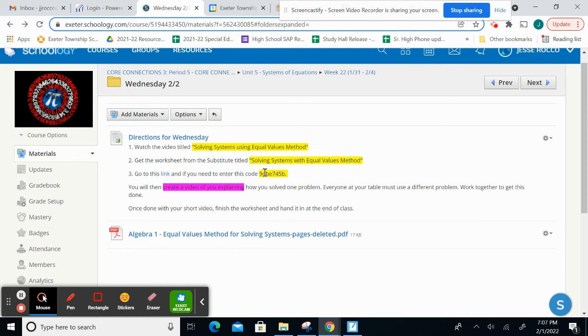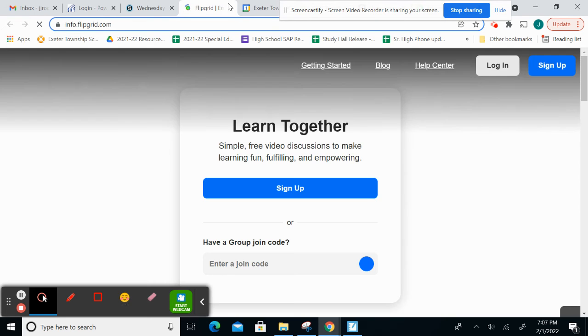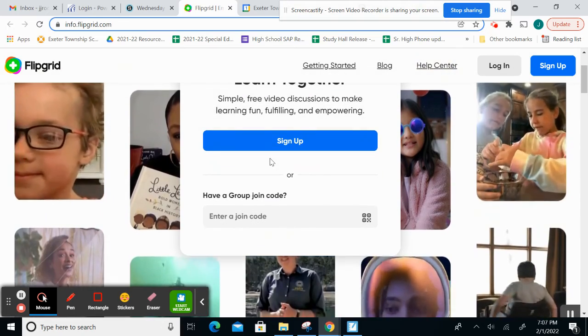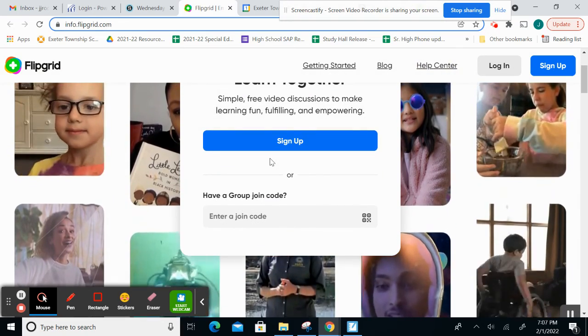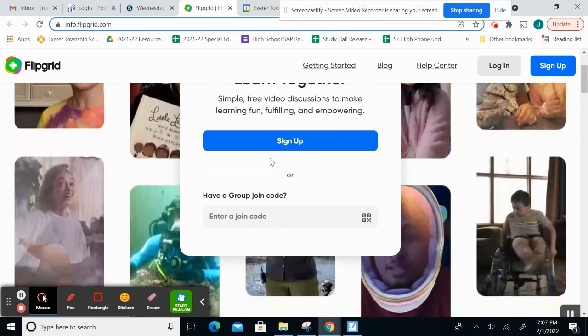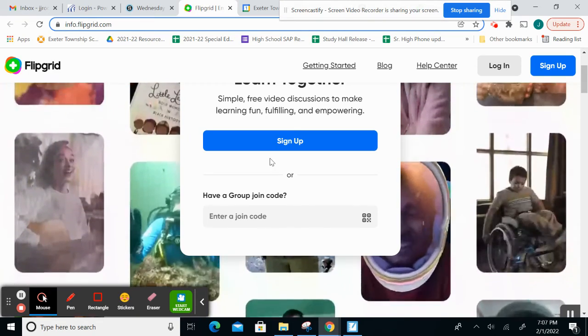Today, you're going to get your worksheet. You're going to start working on it. But if you look, it says go to this link right here. You're going to hit this link. It's going to take you to something called Flipgrid. You may have used it before. I'm sure some of you have, and you don't like it as much. That's fine. You don't have to like it, but you do have to use it.